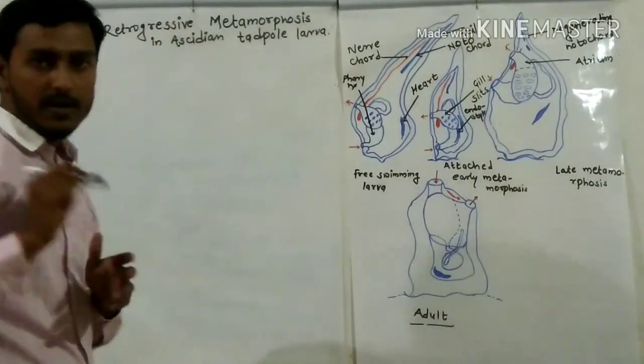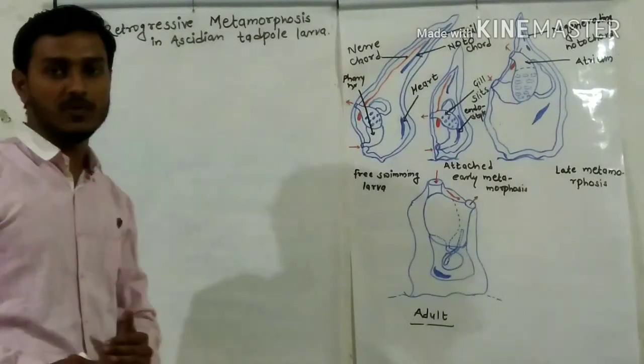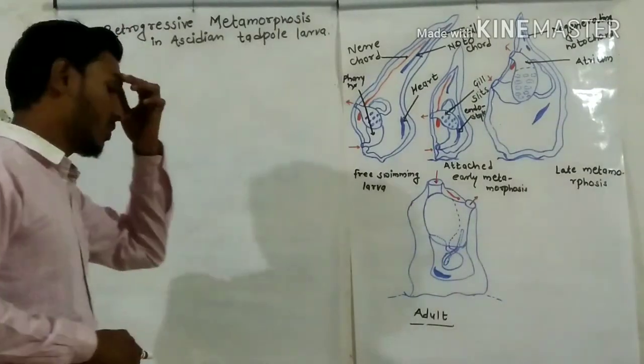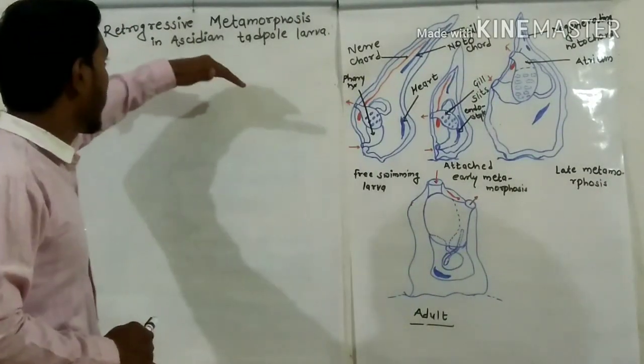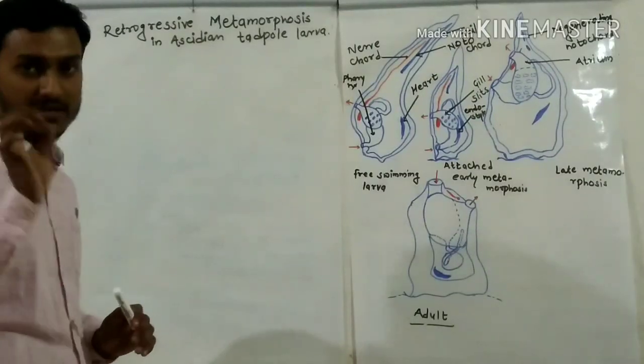As each word has its own meaning. Retrogressive is the opposite word, or the antonym, of progressive, and retrogressive means backward changes. Another word is metamorphosis. Metamorphosis is a Greek word.